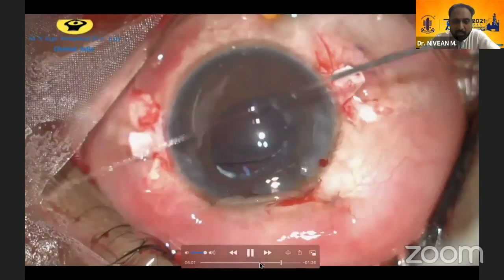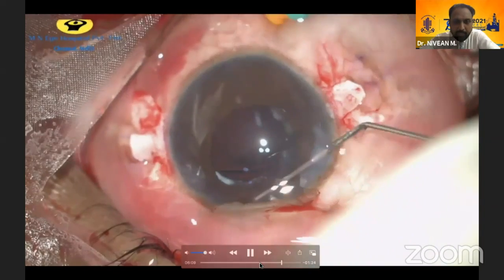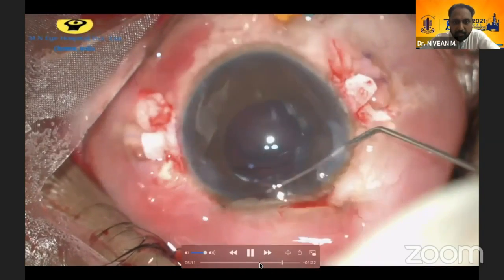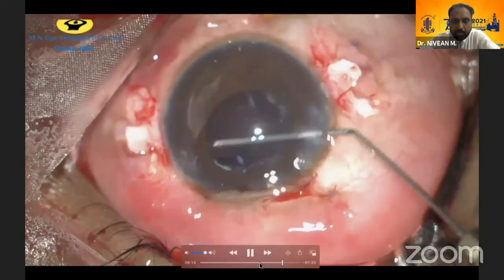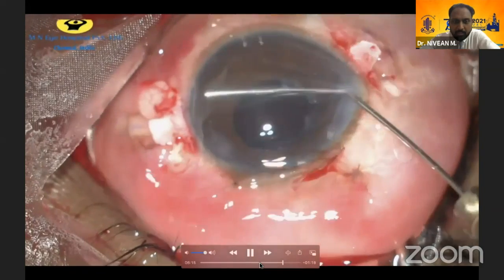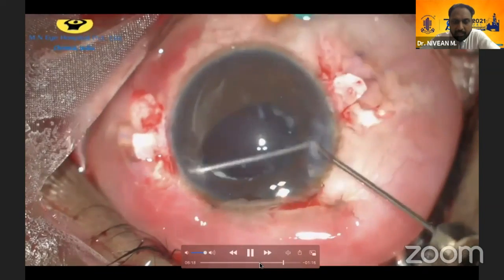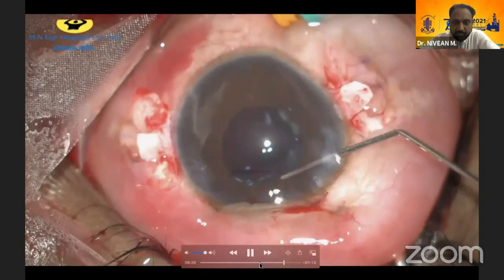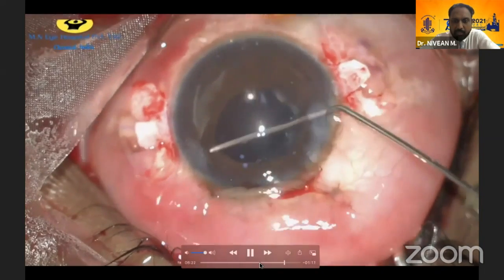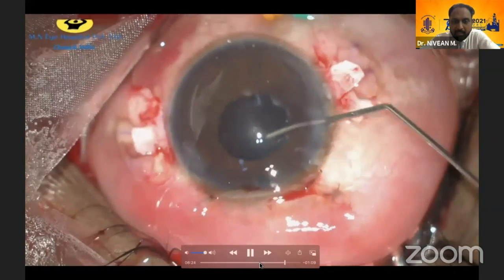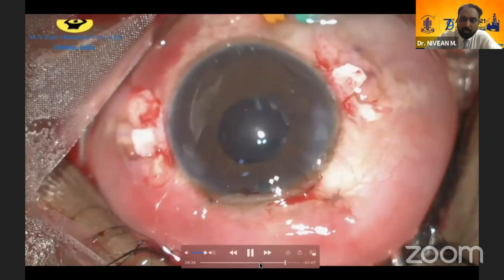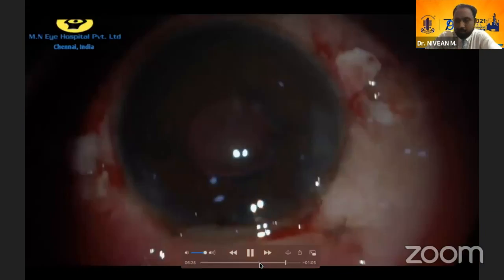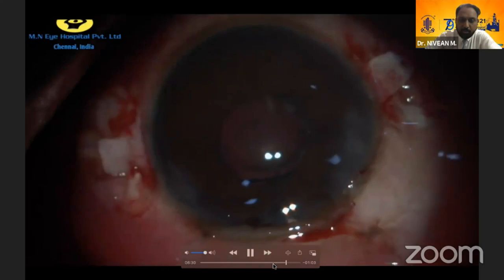Once it's done, because it was a long-standing case, we just had to release some adhesions of the iris. That is what was causing the distortion of the pupil, and not the lens or anything. So we just released some of the synechiae in the periphery. Once that was done, you can see the surgical PI that is there, a round, well-centered pupil, and the patient is doing really well post-operatively.